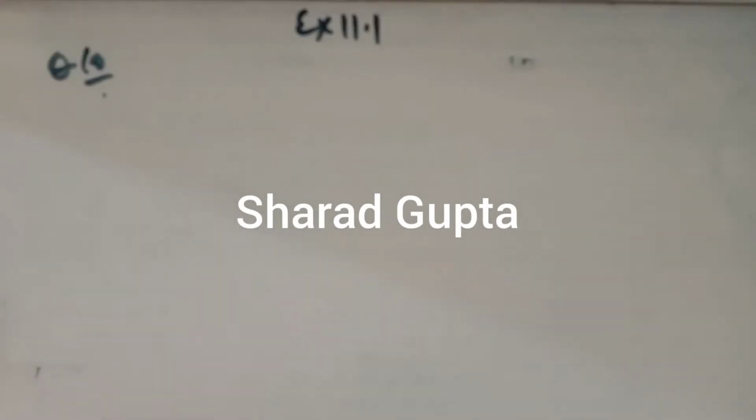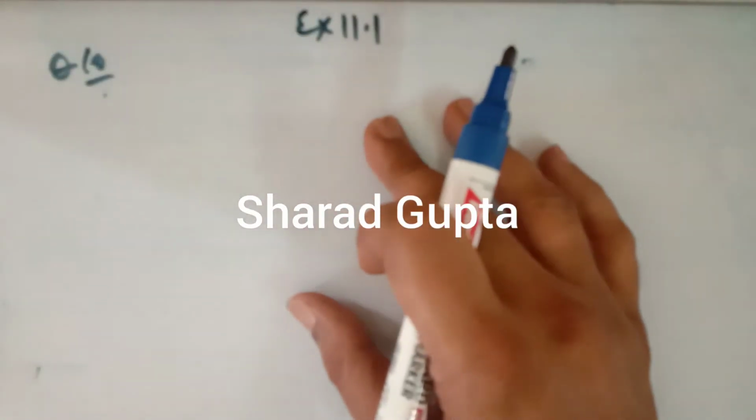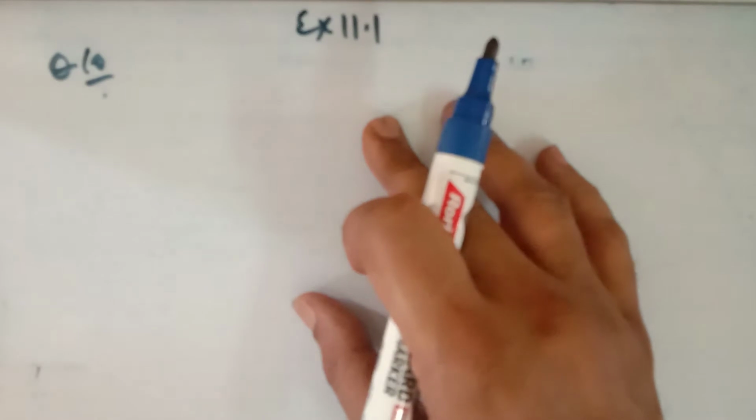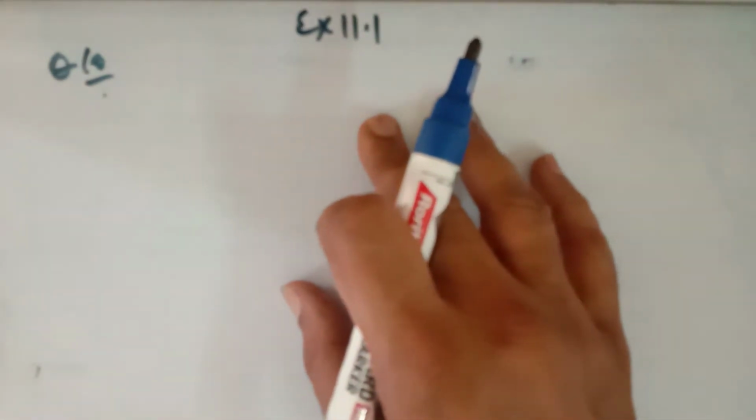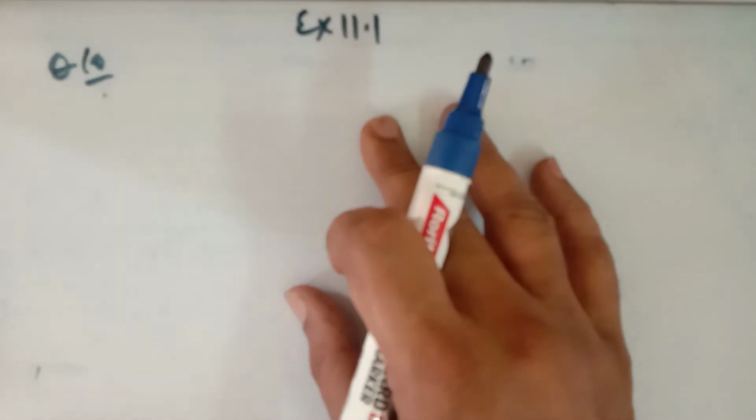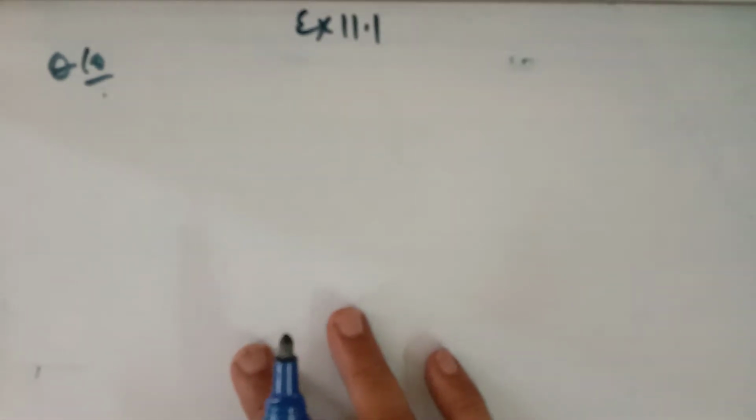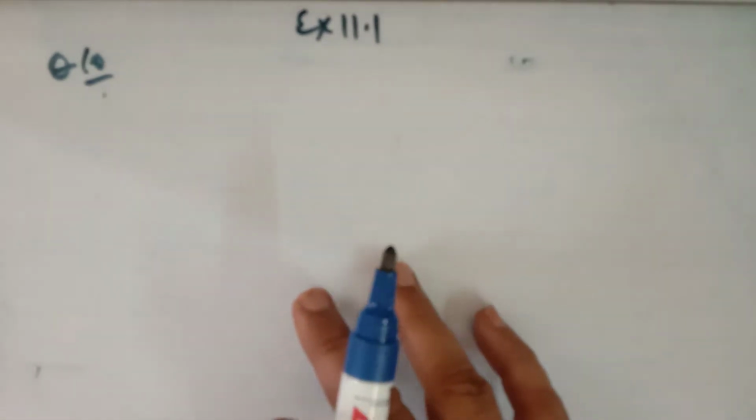Hello, this is lecture number 2 for the chapter Conic Sections, and we're continuing the last lecture on circles. We have done up to question number 9 of the first exercise. Question number 10: we have to find the equation of the circle which is passing through the two points.